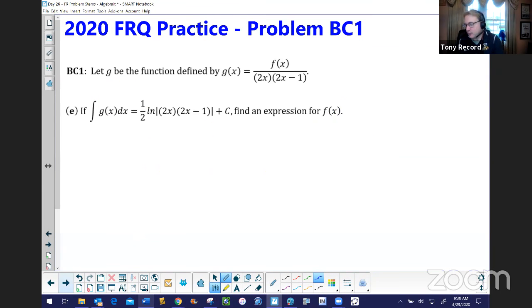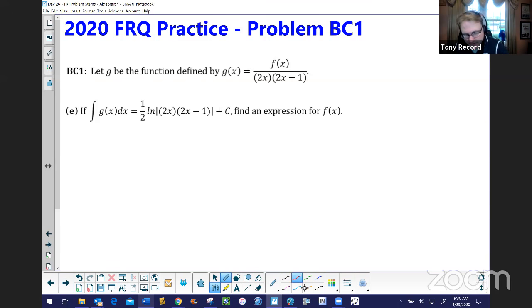All right, let's go ahead and wrap this up really quickly with our part E here. Part E gives us an integration of g of x defined as 1/2 natural log of the absolute value of 2x times (2x minus 1) plus c. Our job is to find an expression for f of x.